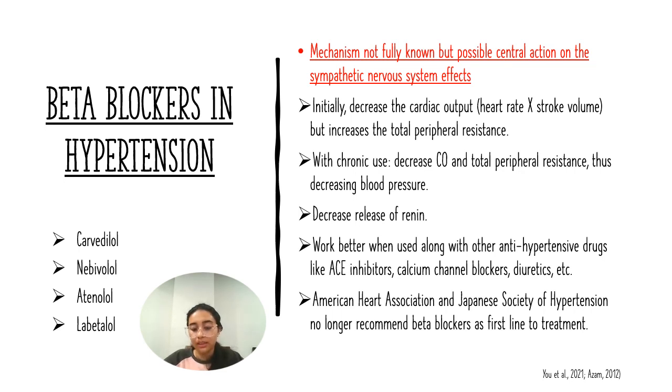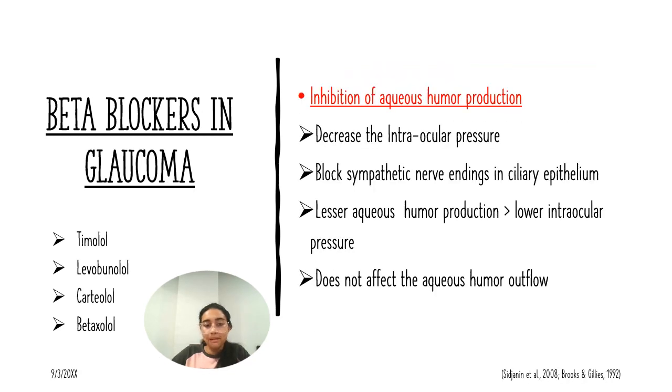However, studies show that beta blockers are not very effective when used in monotherapy or as a first line of treatment. They work much better when they are used with other antihypertensive drugs, which could be ACE inhibitors and calcium channel blockers. The American Heart Association and Japanese Society of Hypertension no longer recommend beta blockers as a first line of treatment. Physicians are advised to use the other antihypertensive drugs mentioned here, and if they're not effective, then a beta blocker can be used in combination therapy. The FDA approved beta blockers are carvedilol, nebivolol, atenolol, and labetalol.